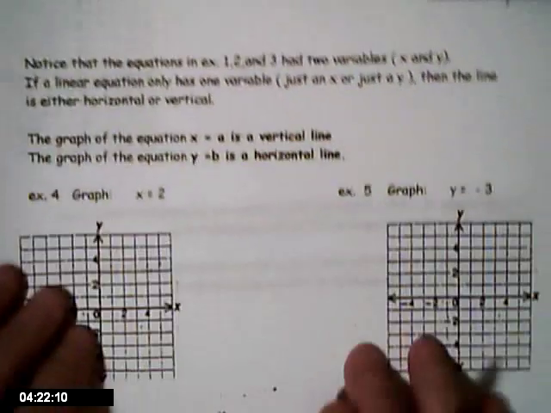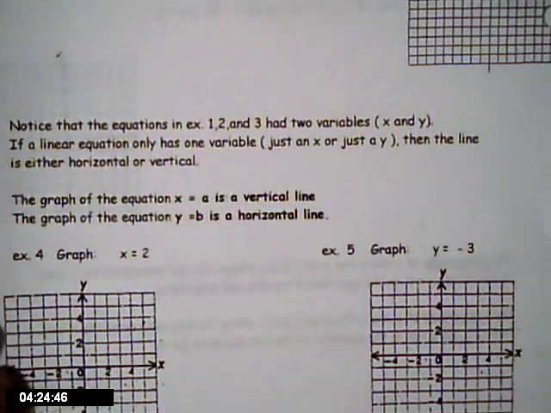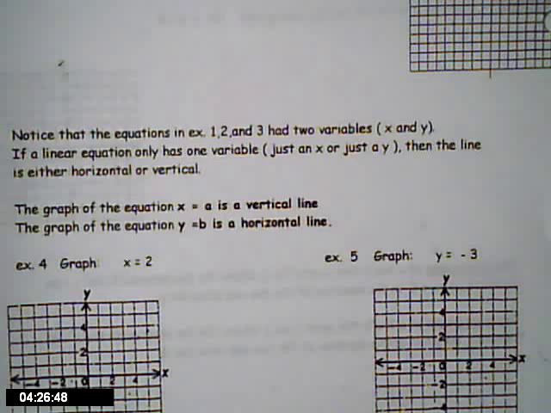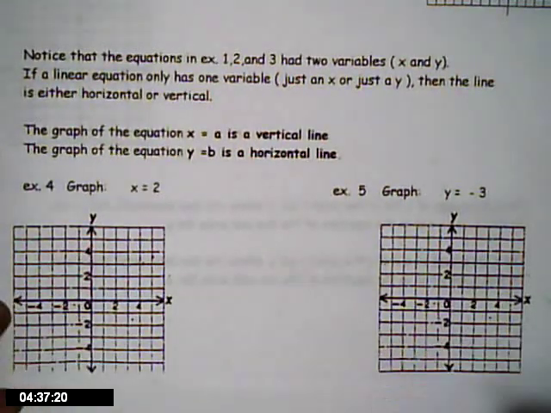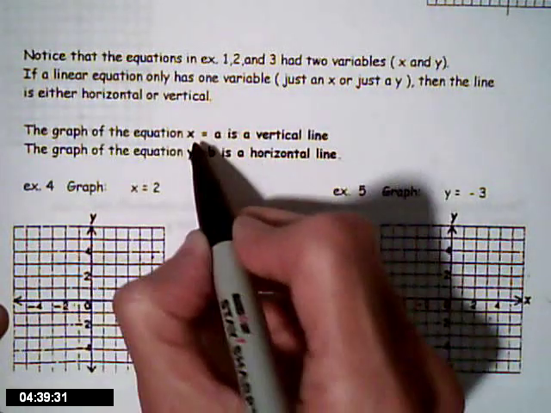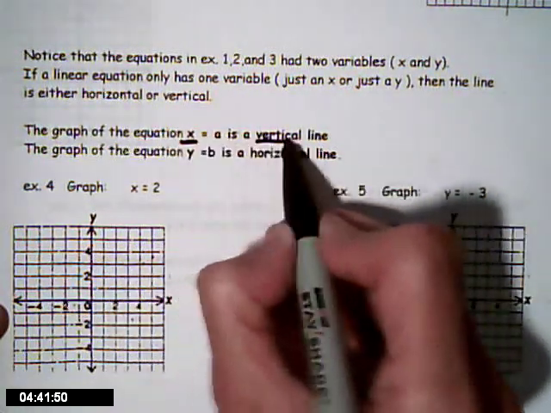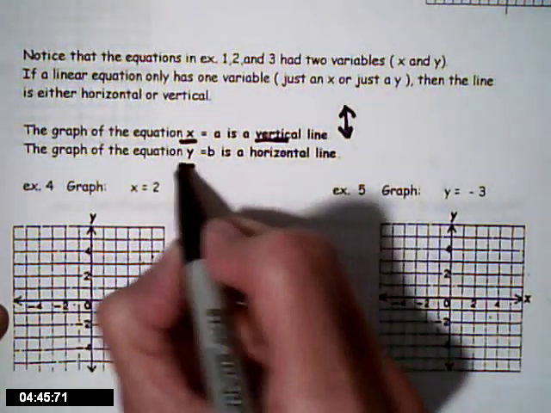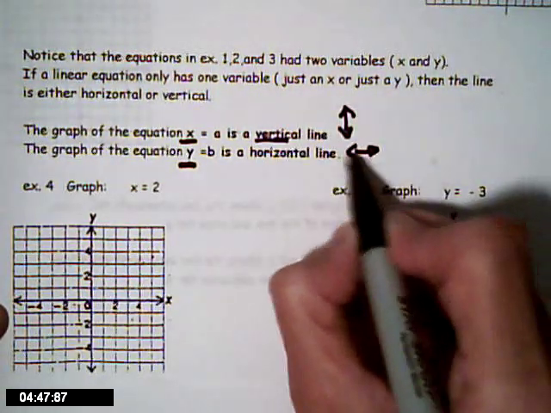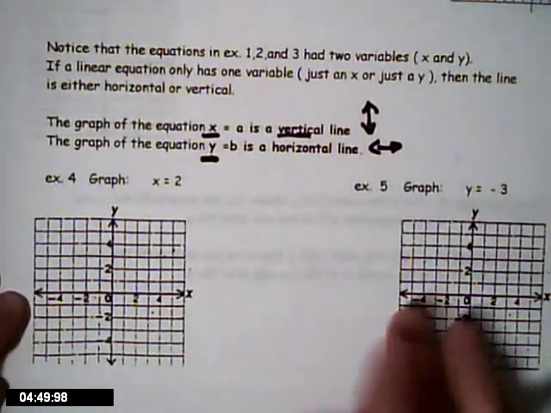2 little quick things we want to notice. If you will remember, in the first equation and the second equation we graphed, we had a slanted line. Both of those equations had an x and a y. If our equation only has one variable, then it's either horizontal or vertical. The graph of the equation that has only an x is a vertical line. Looks like this. The graph of an equation with only a y is a horizontal line. And if you can remember that, it's so easy.